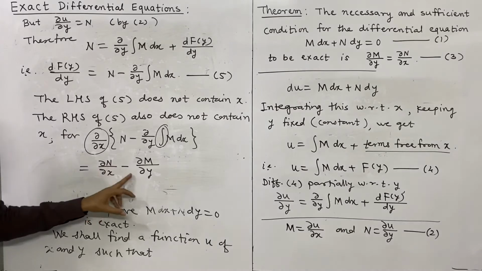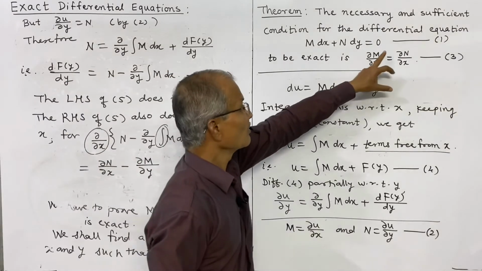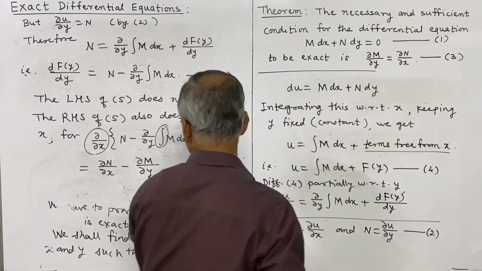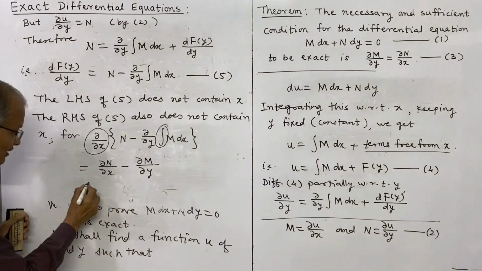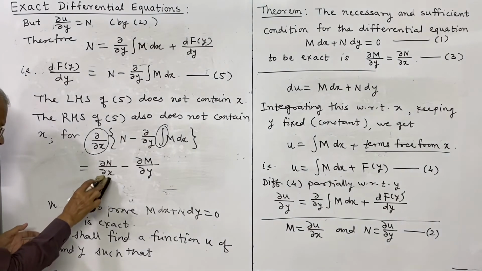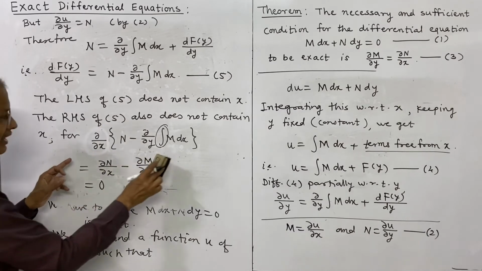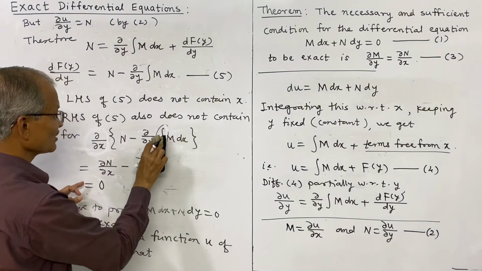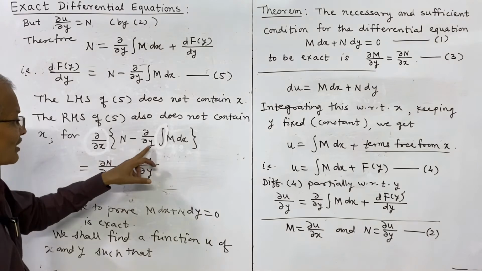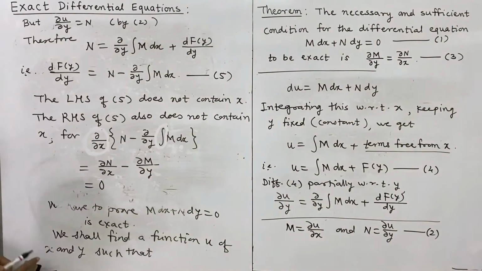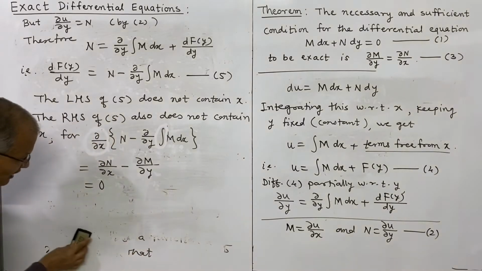But you see, these two are equal. Dou n by dou x is equal to dou m by dou y because of 3. This we have assumed. Dou m by dou y is equal to dou n by dou x, and so when equal quantities are subtracted, the subtraction is 0. And what is the meaning of this? The partial derivative is 0 with respect to x. The derivative with respect to x is 0, which means the term is constant with respect to x, and therefore this term does not contain x because its derivative is 0, and thus these terms are independent of x.